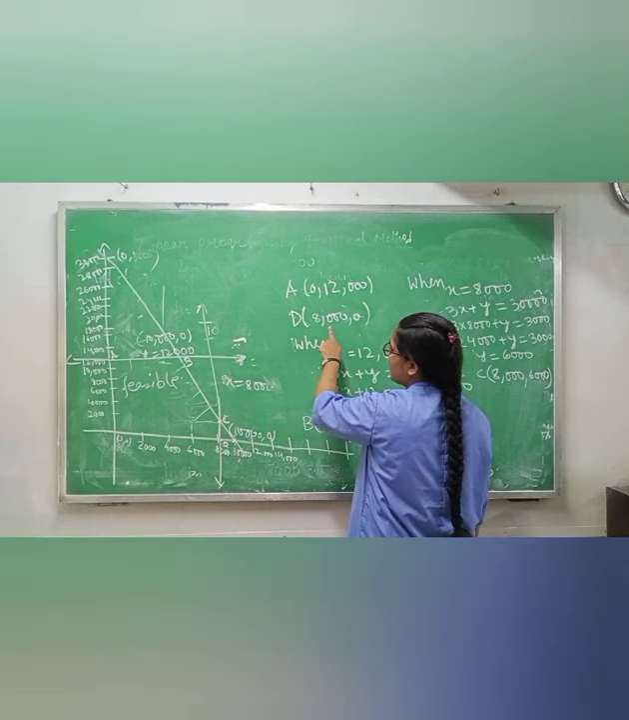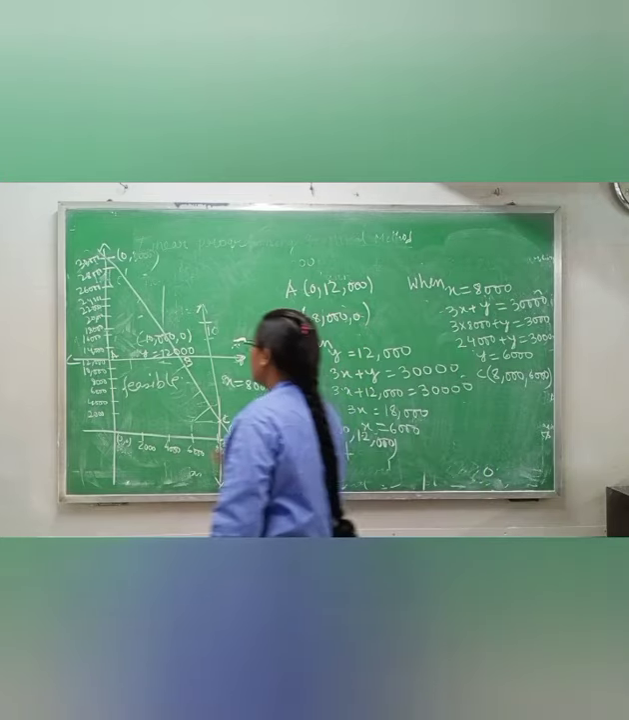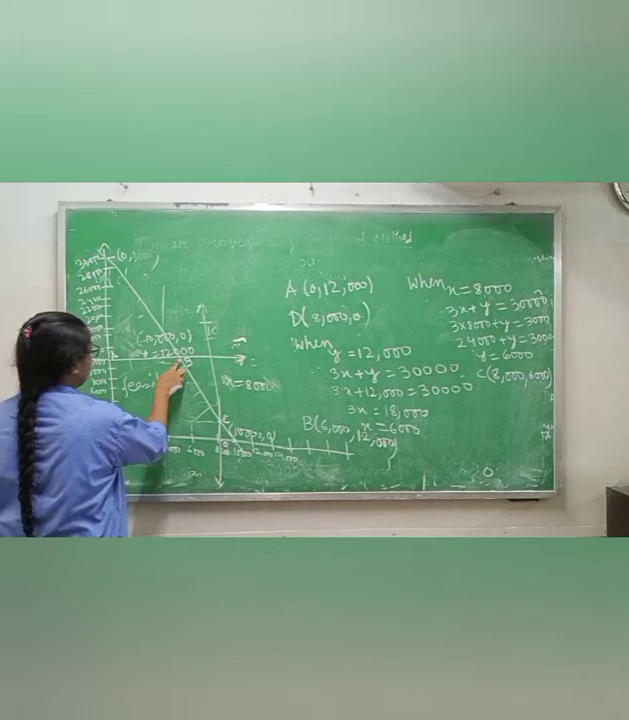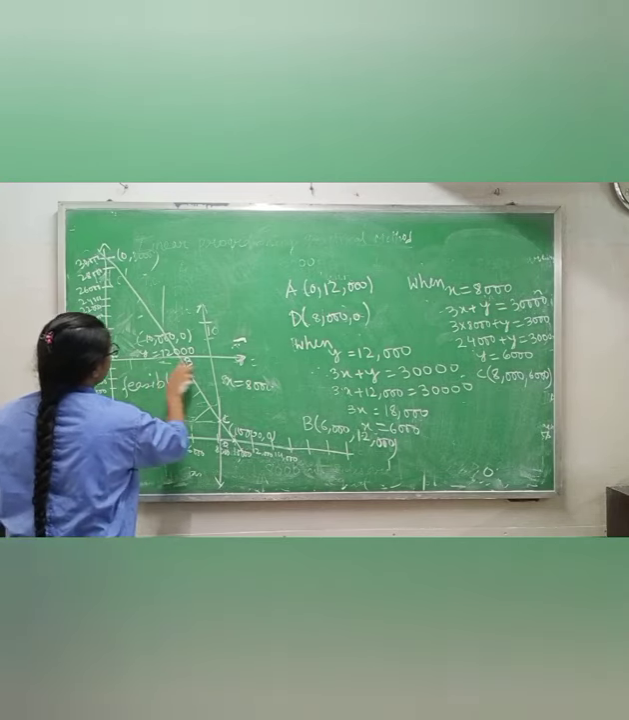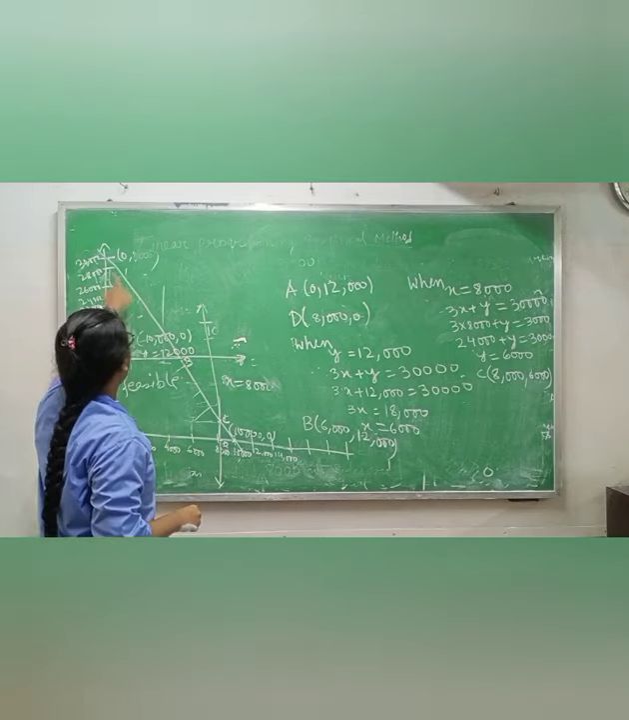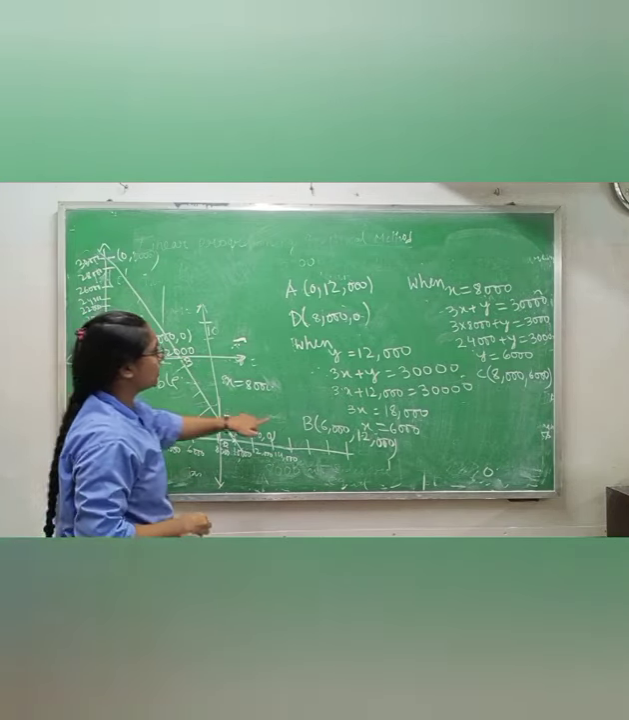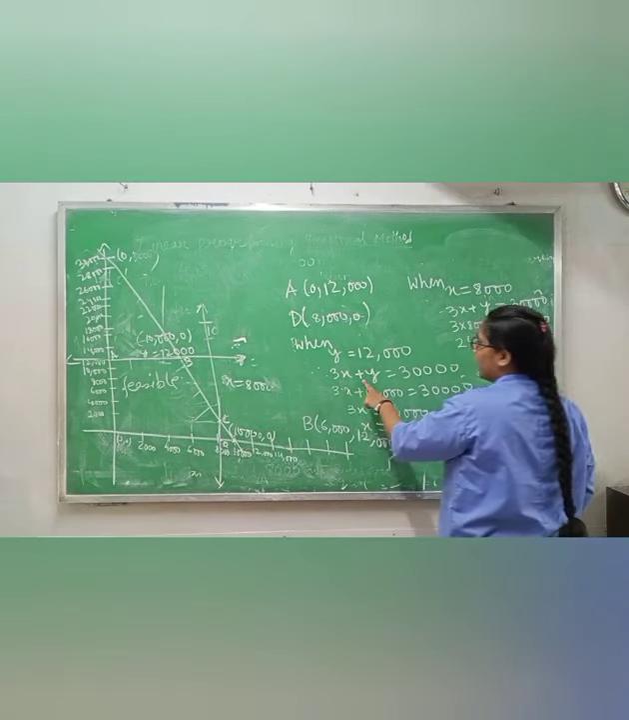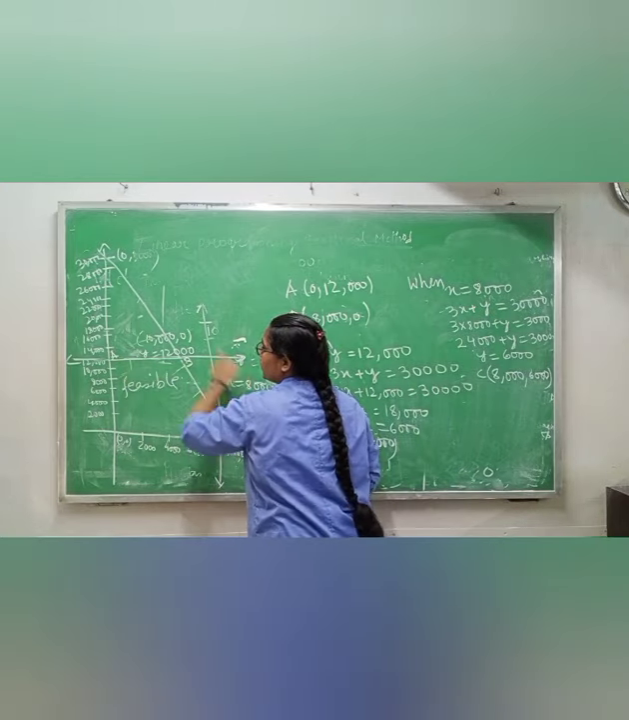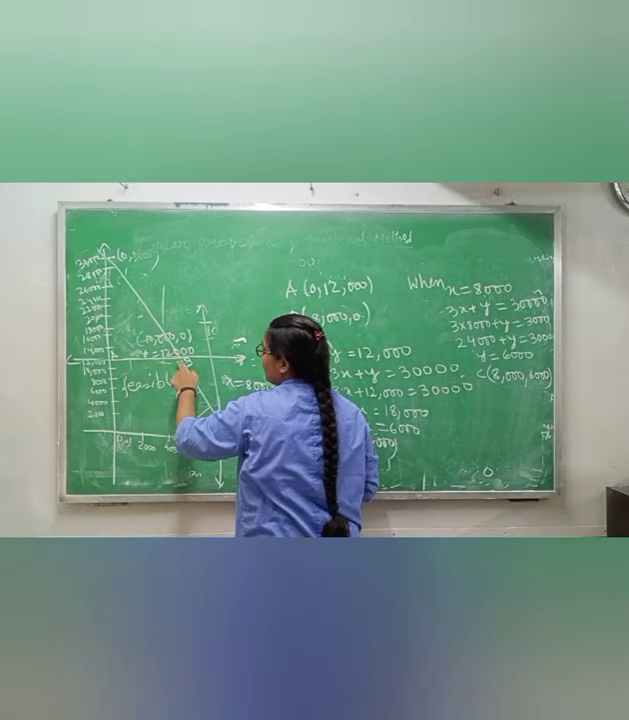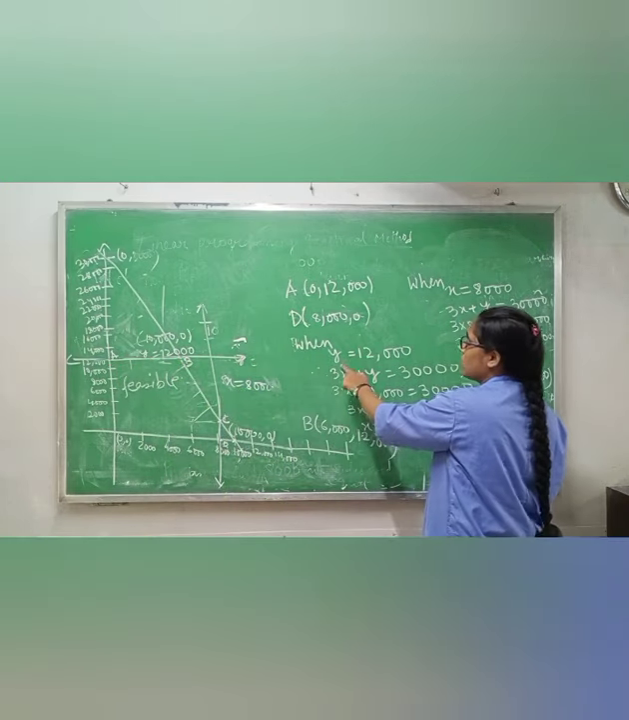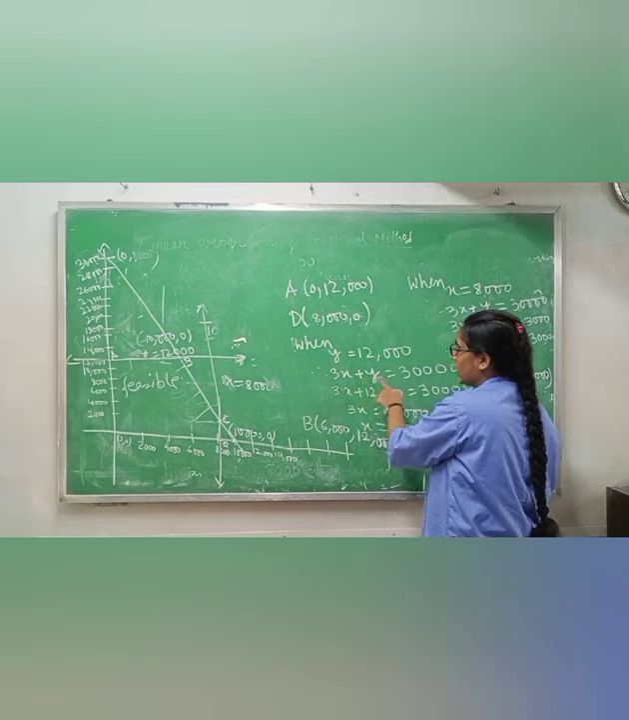So for D, x is 8,000, y is 0. But we don't know what point B and point C are. B is made up of two lines, this straight line and this line. Okay, so in this one y is 12,000, and the equation for this one is 3x plus y. So what I have written is, when y equals 12,000, because B is made by the intersection of these two lines, in place of y we can put 12,000, y equals 12,000. So 3x plus y equals 30,000.